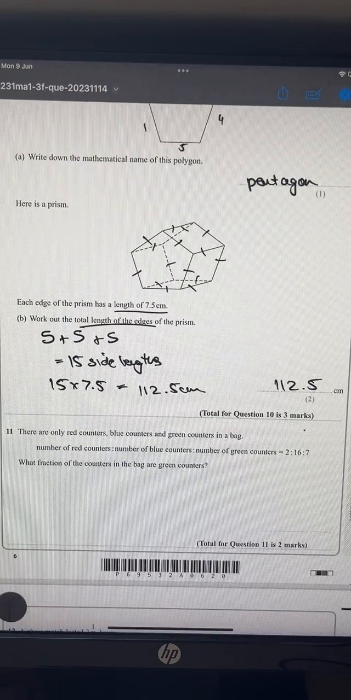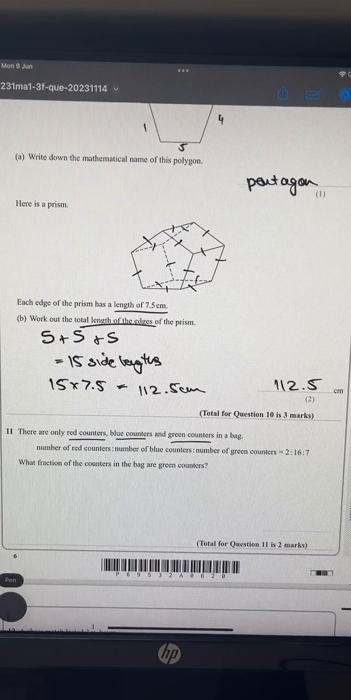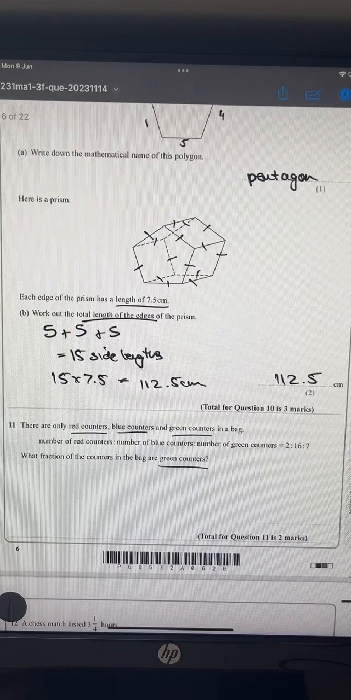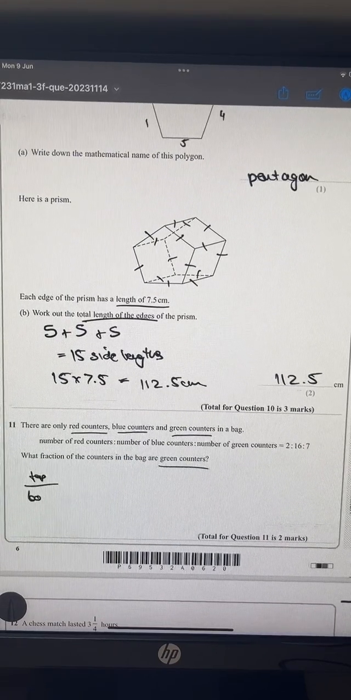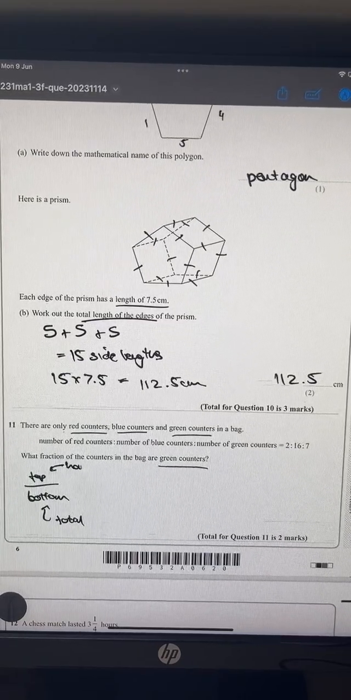All right. Question 11, ratios question. Ratios tends to throw quite a few people off, but let's just follow it through one bit at a time and try and understand what we're actually doing, yeah? There are only red counters, blue counters, and green counters in a bag. The number of red to blue to green is this, okay? What fraction of the bag are green counters? So I need to convert this to a fraction, right? So remember, with a fraction, the bottom is the total, and the top is how much I have in relation to the question, okay?